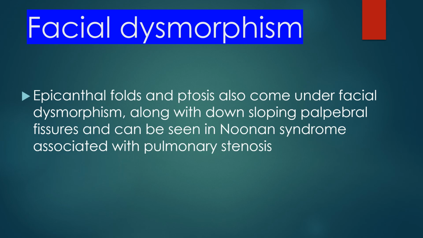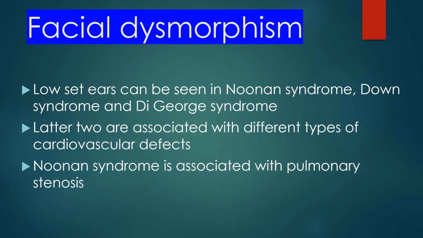Epicanthal folds and ptosis also come under facial dysmorphism, along with downsloping palpebral fissures, and can be seen in Noonan syndrome, associated with pulmonary stenosis. Low-set ears can be seen in Noonan syndrome, Down syndrome, and DiGeorge syndrome. The latter two are associated with different types of cardiovascular defects, while Noonan syndrome, as mentioned earlier, is associated with pulmonary stenosis.